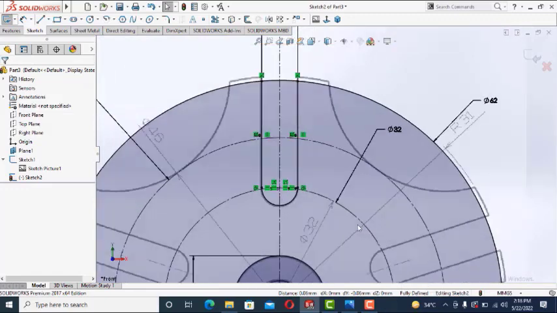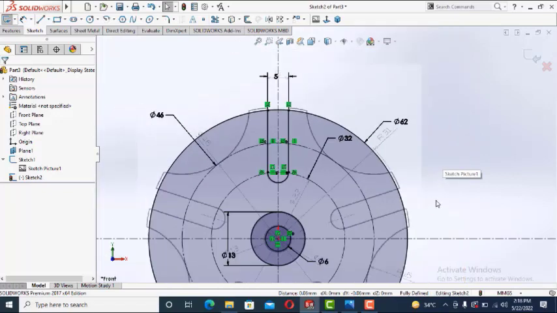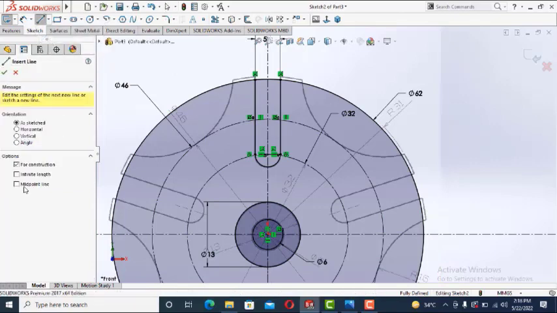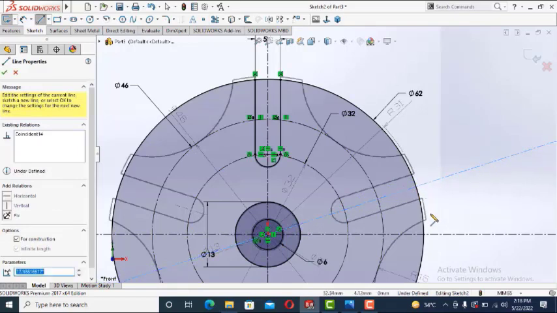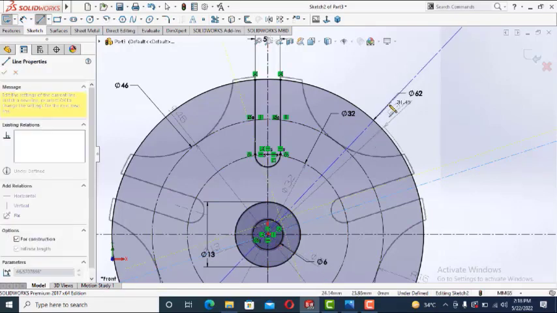Now let's draw this arc. To draw this arc, we will draw two center lines, make it angle and infinite length, originating from origin, and this one, and another, this one, going through the center of this arc.